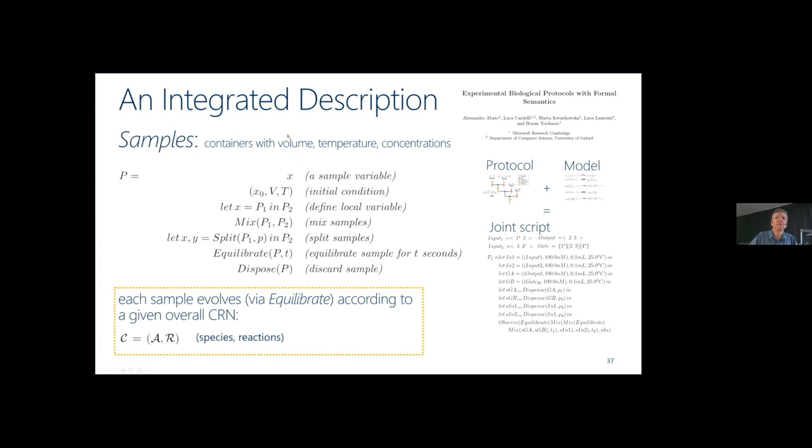So now this is a unified description in the sense that from this unified description we can extract the protocol. If you forget equilibrate, and just look at the liquid handling steps, you can basically derive this diagram here, which is your protocol diagram. But also, if you look at the chemical reaction network underlying the equilibrates, you can extract the chemical model of the system. So we want to have this whole thing in a unified language, if you want, a unified script.